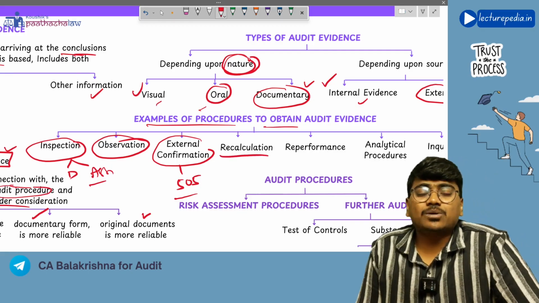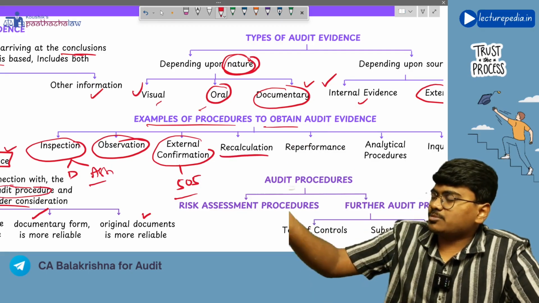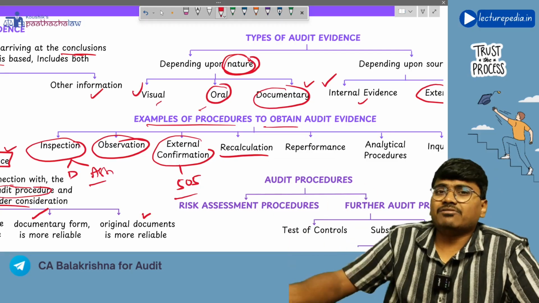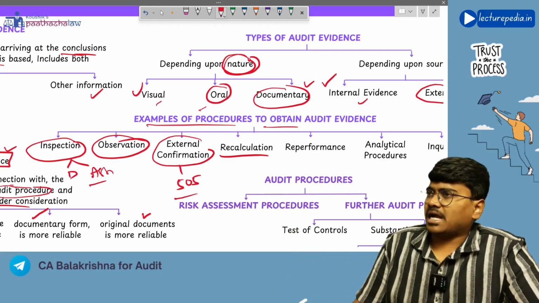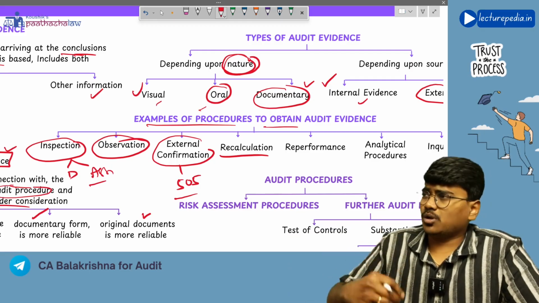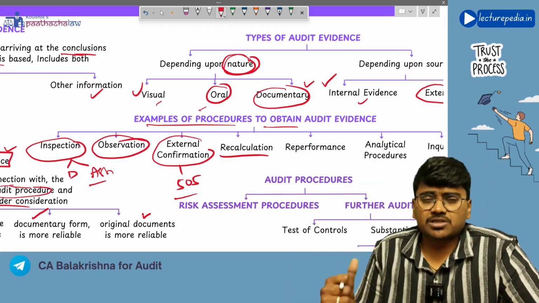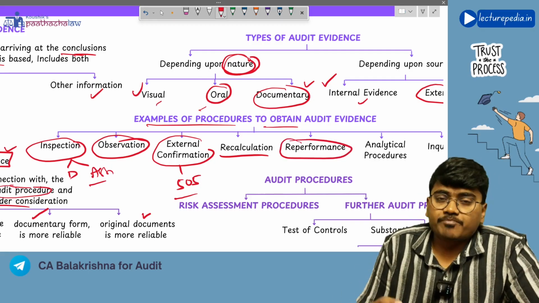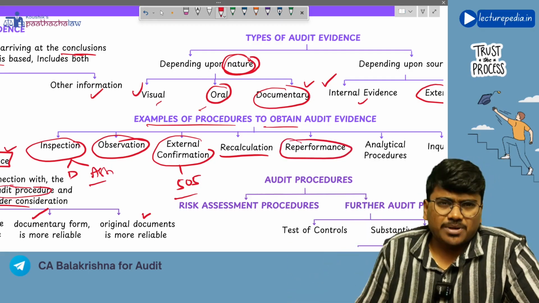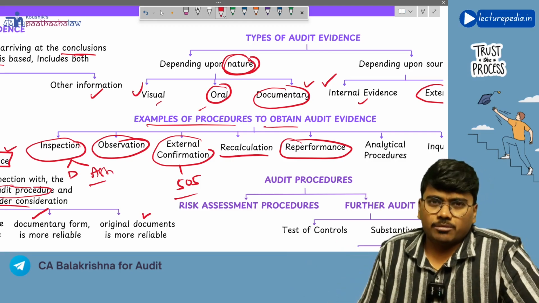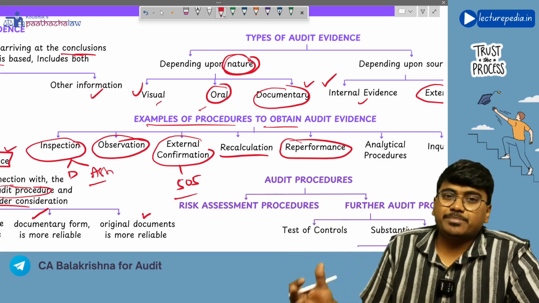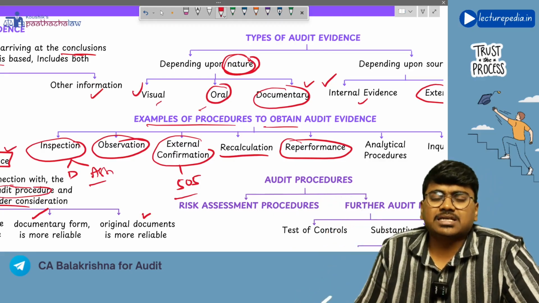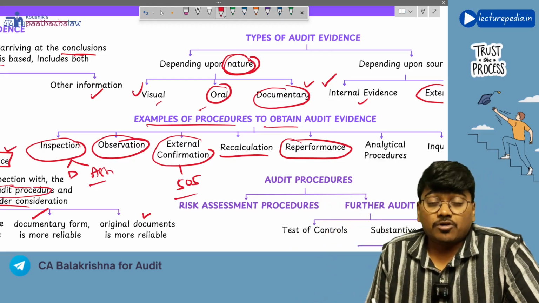Next, recalculation. Recalculation means management has already performed a particular calculation and you are re-verifying it. For example, management has calculated depreciation, and now you are recalculating the depreciation. This is also one of the procedures through which you can obtain audit evidence. Next, re-performance. A particular procedure management has performed, now you are re-performing it. For example, management has prepared the BRS, and now you are re-preparing the BRS to check whether it is correct or not. That is nothing but the re-performance procedure.